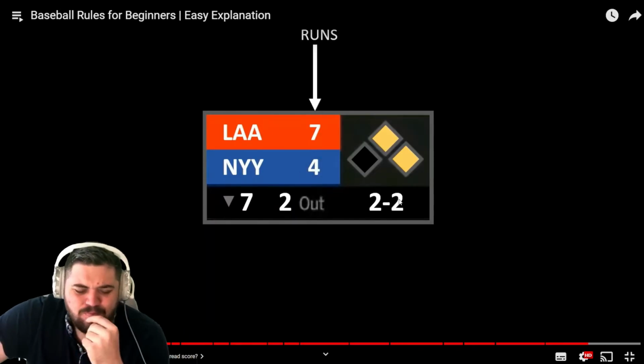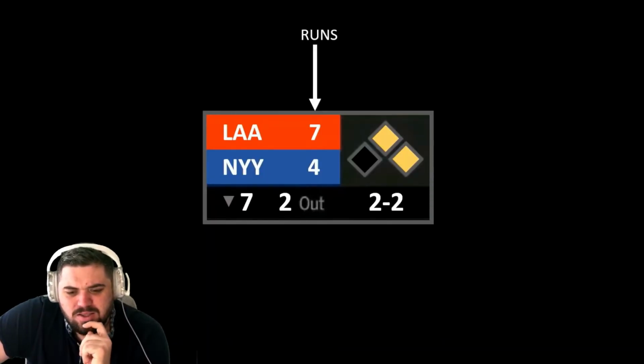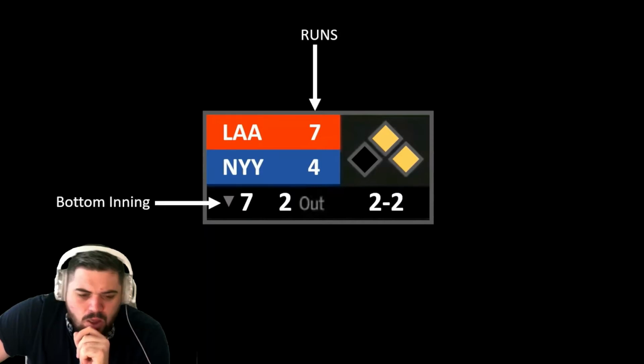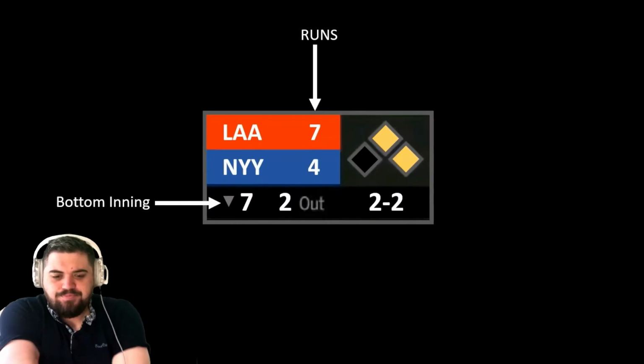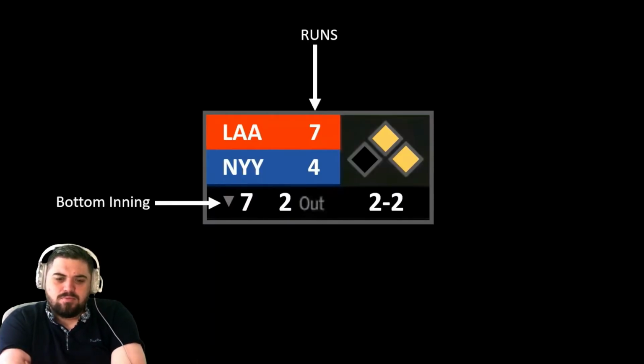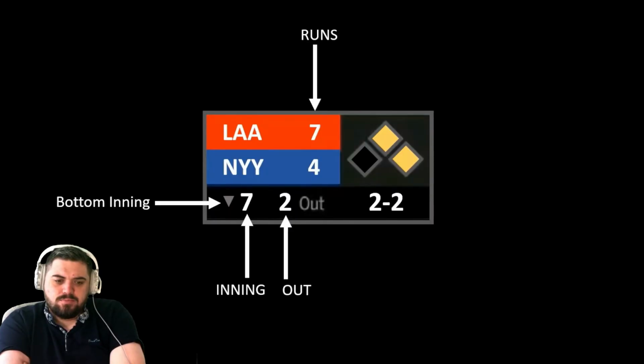LAA has 7 runs, so they are leading the match. If you look at the triangle, it's bottom, so the bottom of the inning means NYY is batting right now. LAA has completed their batting in the 7th inning. NYY got 2 outs, so their last batsman is batting. If they get 1 more out, the inning would be over.